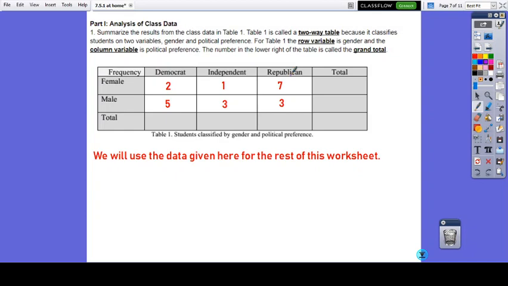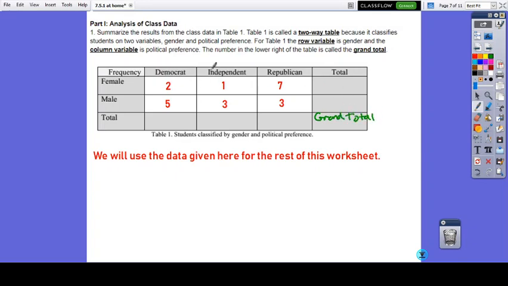The number in the lower right of the table is called the grand total. Notice we don't have one. So let's fill in our table based on this. And we talk about totals. We're going to have row totals that are going to be over here, and we're going to have column totals. And then we have this last one that is our grand total.